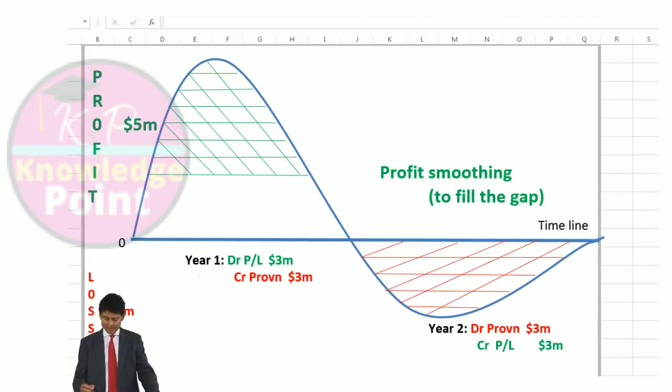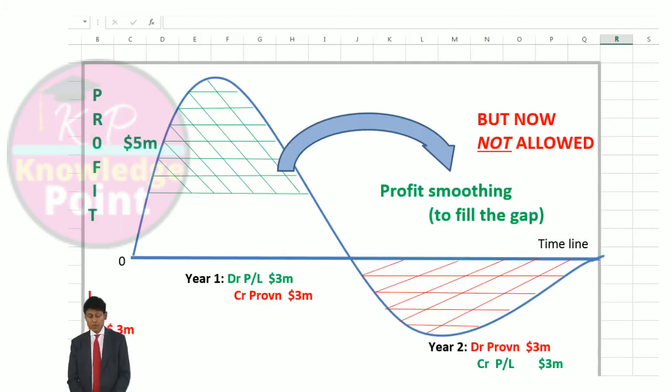Okay. And so to complete the idea, that kind of profit smoothing where you're moving profits from a good year into a bad year, that is not allowed anymore. That's one of the big reasons why we've had this IAS on the subject. Okay, so that's the end product, the finished article, a little diagram that I wanted you to jot down. Take your time.